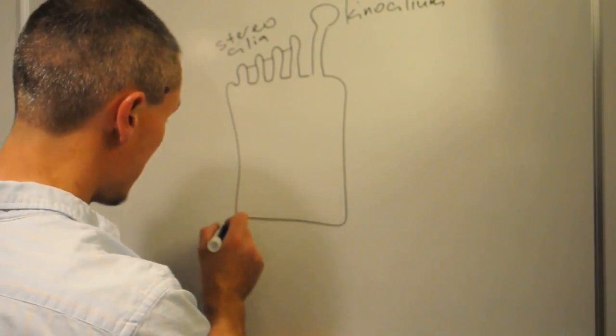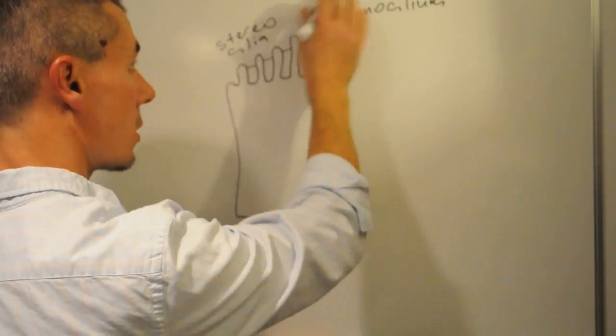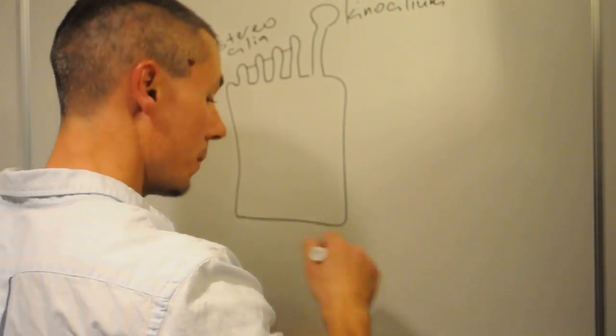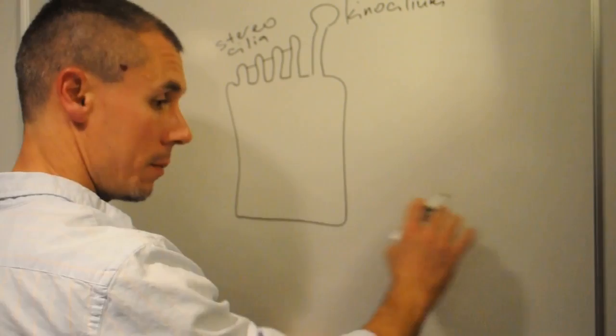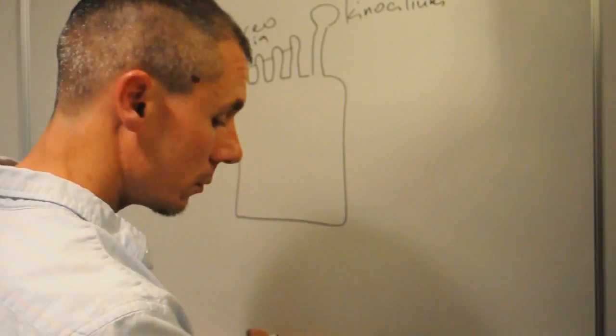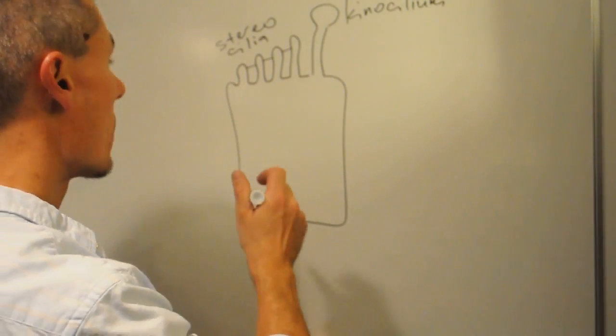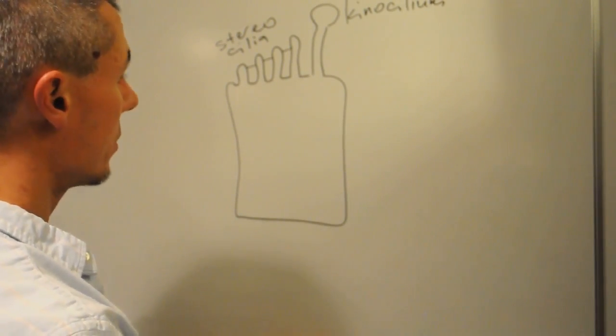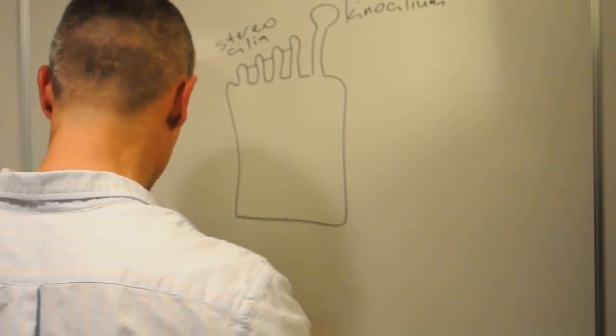So here's the tectorial membrane. I'm not drawing the tectorial membrane. These guys are embedded in it. And here's the basilar membrane. Essentially what happens is when the basilar membrane vibrates, the whole cell starts to move.